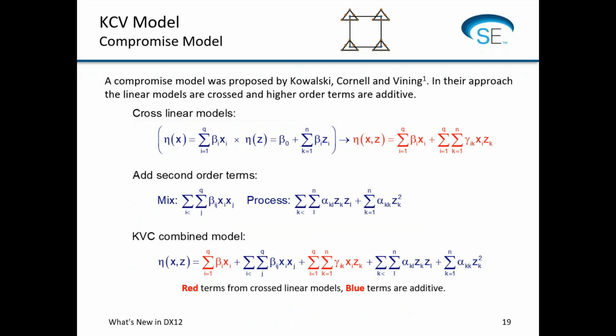In their approach, the linear parts of these models are crossed, and the higher order terms are then added to the crossed linear models. So you start by crossing the linear model for the mixture with the main effects for the process variables, and then you add the second order terms.